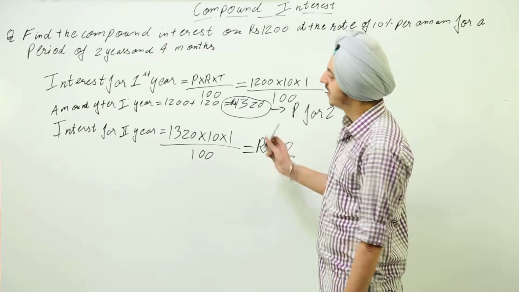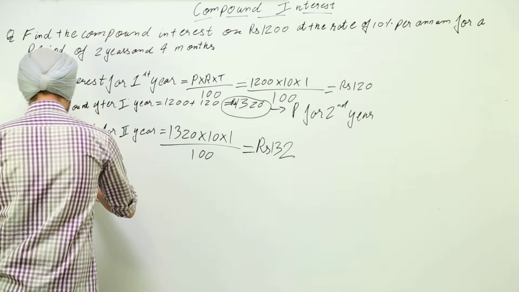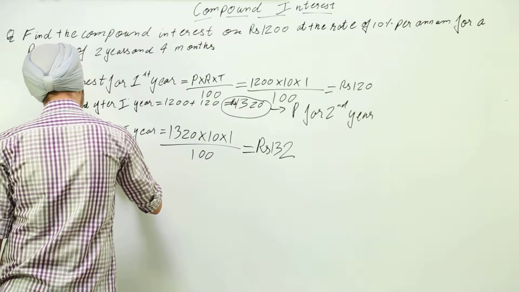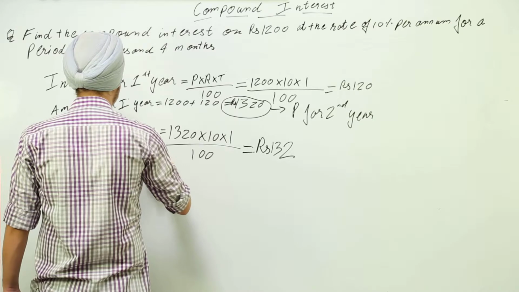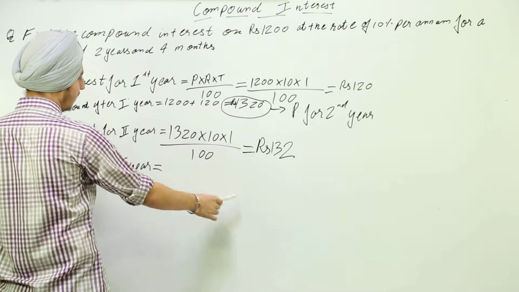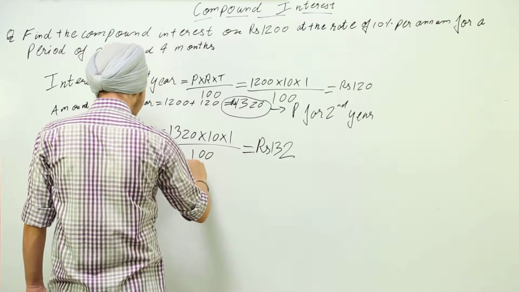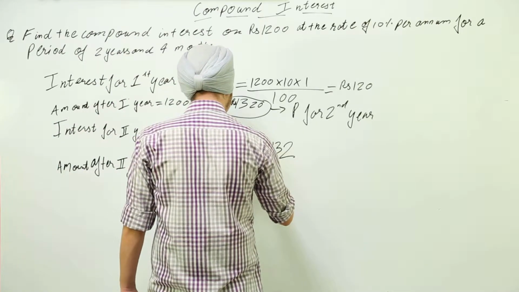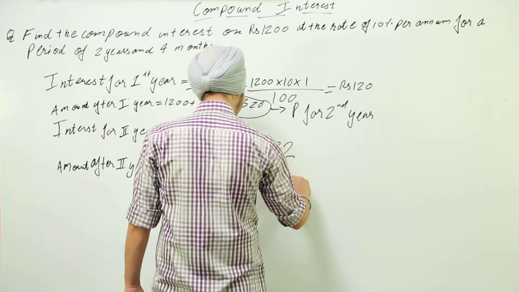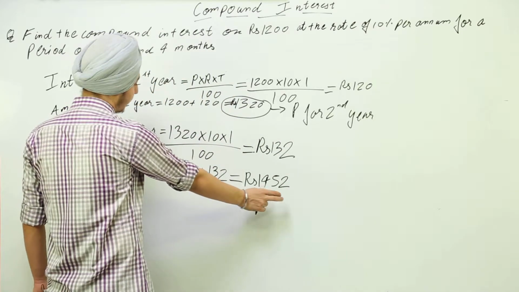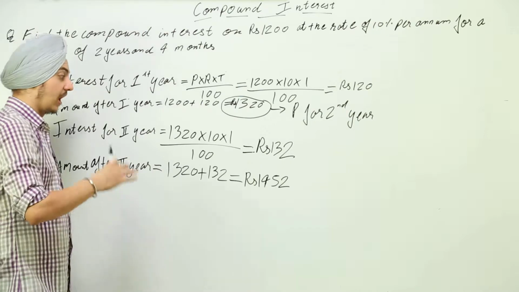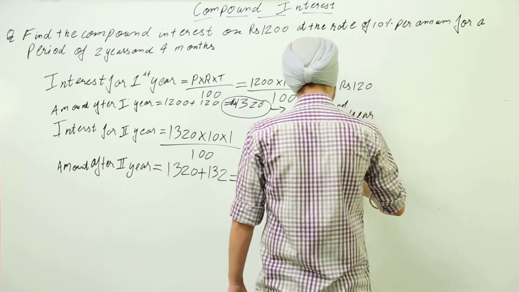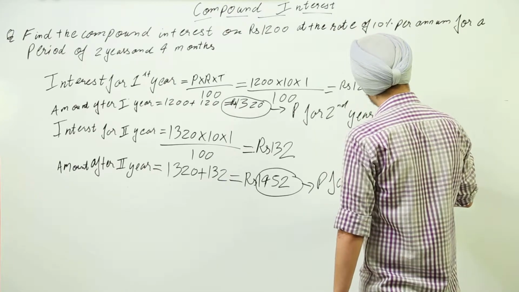Now what would be the amount after second year? That would be amount after second year would be equal to, this was the principal for second year and this is the interest. So we have 1320 plus 132, that comes out to be rupees 1452. So rupees 1452 is the amount after second year. Now this is also the principal for the third year.